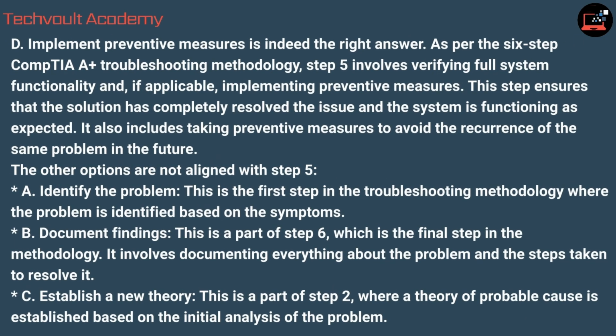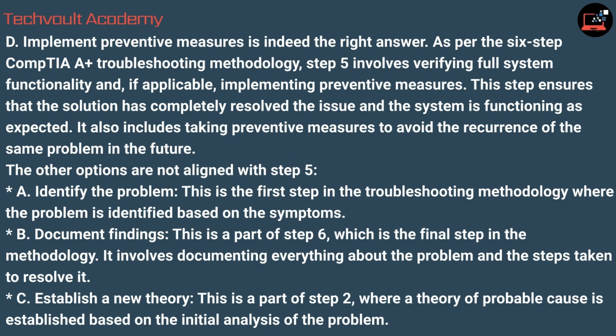D. Implement preventive measures is indeed the right answer. As per the 6-step CompTIA A+ troubleshooting methodology, step 5 involves verifying full system functionality and, if applicable, implementing preventive measures. This step ensures that the solution has completely resolved the issue and the system is functioning as expected. It also includes taking preventive measures to avoid the recurrence of the same problem in the future. The other options are not aligned with step 5.